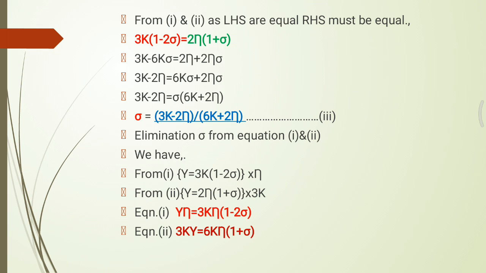So, the elimination of sigma from equations 1 and 2. We have from equation 1, y is equal to 3k into 1 minus 2 sigma. From equation 2, y is equal to 2n into 1 plus sigma. Equation 1 is multiplied by n and equation 2 is multiplied by 3k. That means when I multiply the first equation by n, we have the equation 1 implies yn is equal to 3kn into 1 minus 2 sigma. The equation 2 on multiplying by 3k, we have 3ky is equal to 3 into 2 is 6, 6kn into 1 plus sigma. These are the new equations of 1 and 2.